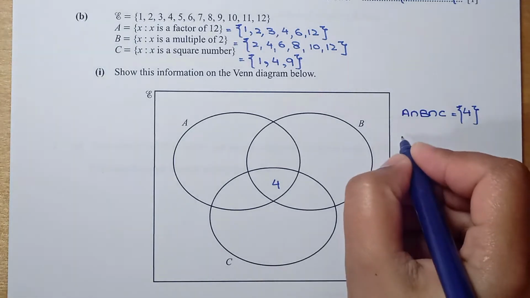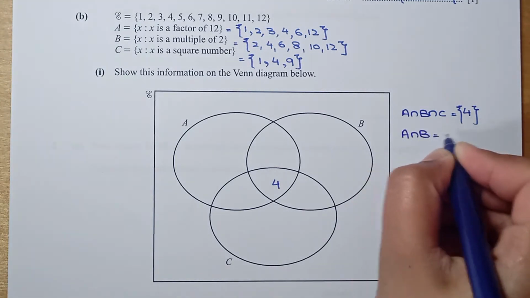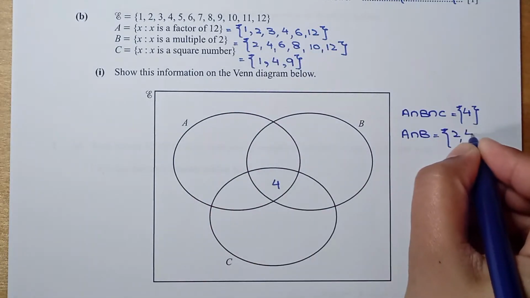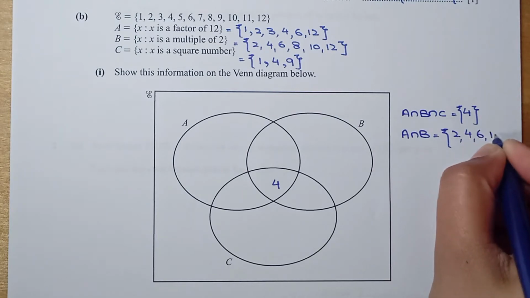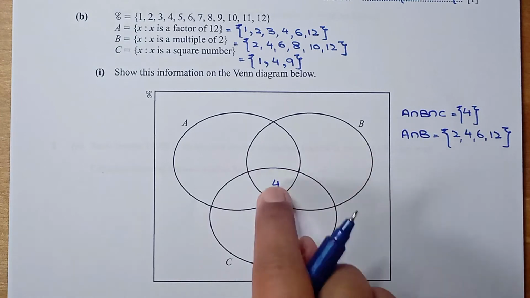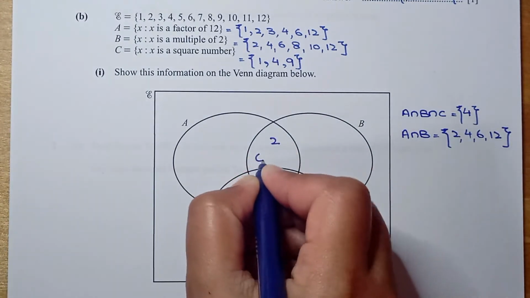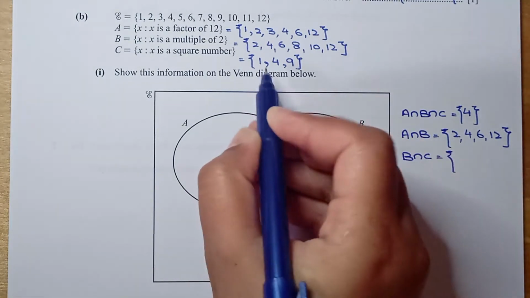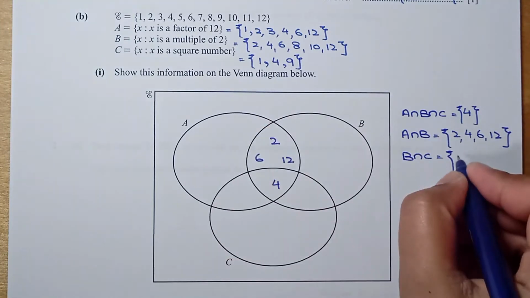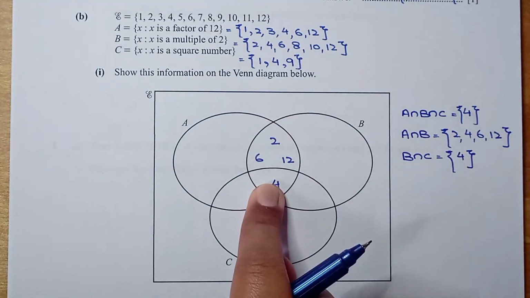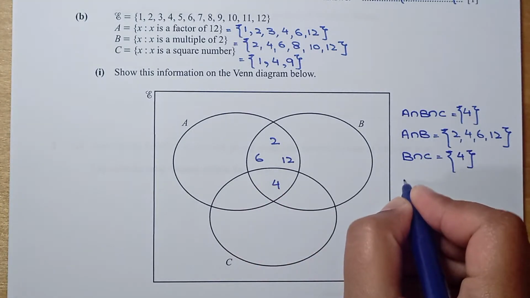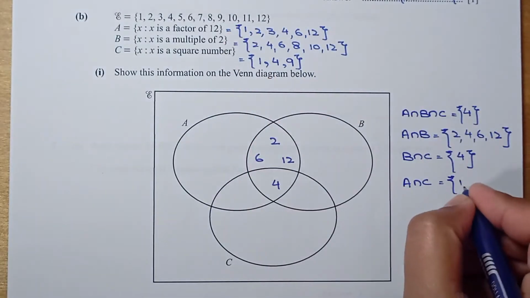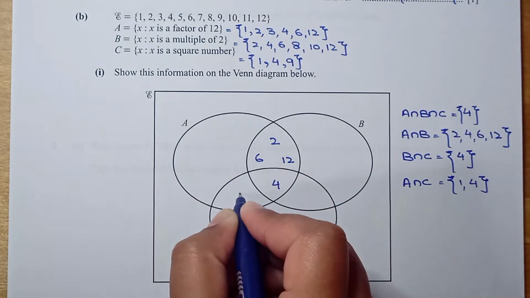Now let me find the intersection of A and B. A intersection B would be 2, 4, 6, and 12. So 4 is already written, so we have 2, 6, and 12. Now B intersection C: we have just 4, which we already wrote. Now A intersection C: 1 and 4 are common, so 1 goes over here.